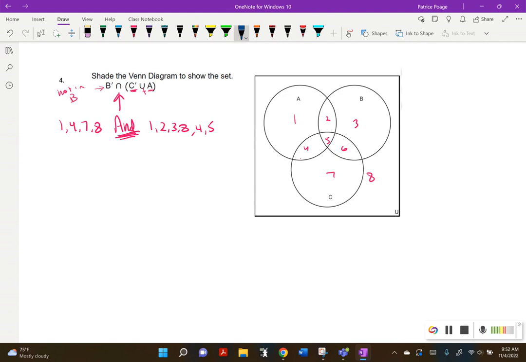All right, so then intersection is the really strict one. It has to be on the left side and the right side. So they both have a 4, and they both have a 1, and they both have an 8. So I'm going to shade 1, 4, and 8.